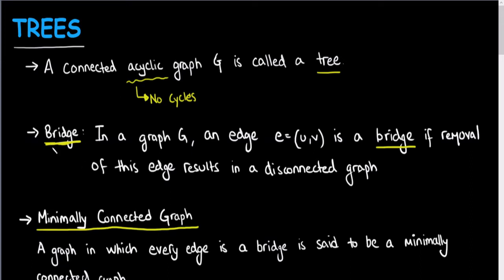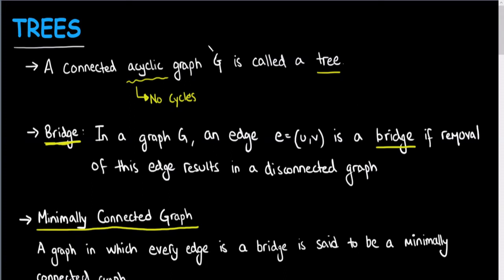Now there's something called a bridge which will be handy when we deal with trees. So the definition of a bridge is, in any graph G, an edge e, that is (u, v), is a bridge if removal of this edge results in a disconnected graph. So say you've got your graph G, and if you remove this edge, then that graph becomes disconnected.